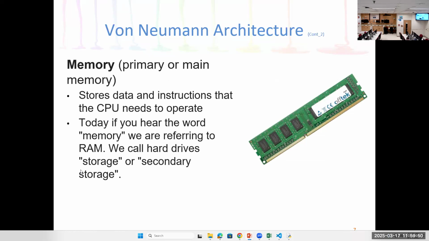And today, if you hear about the memory, it mentions RAM, right? RAM is random access memory here. And normally, if you call the hard drive or storage here, you call it storage or secondary storage.